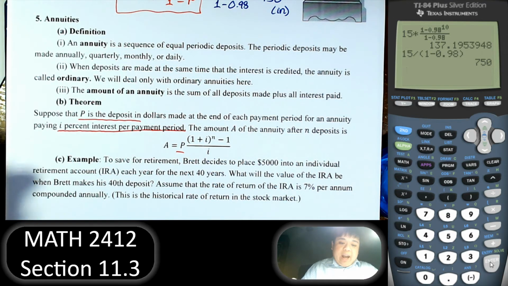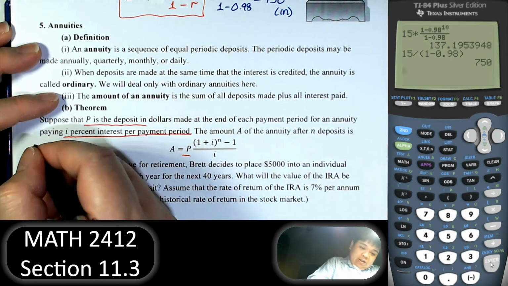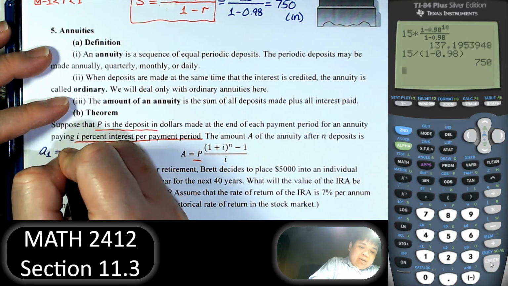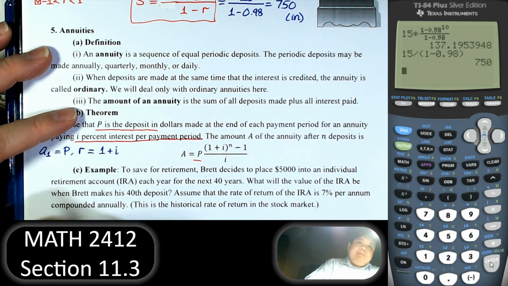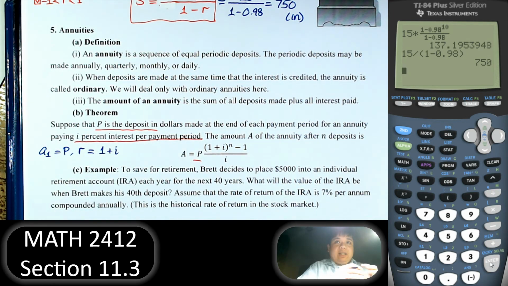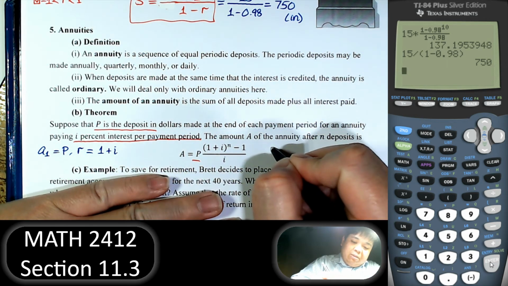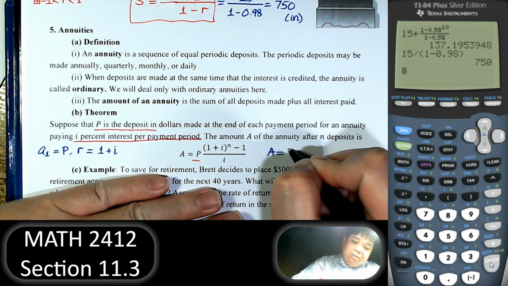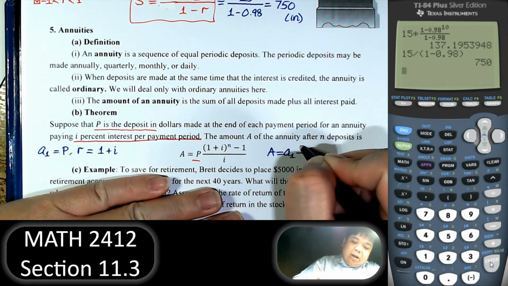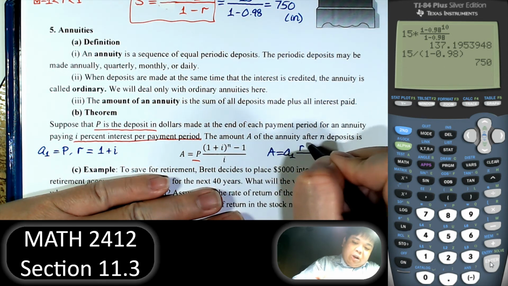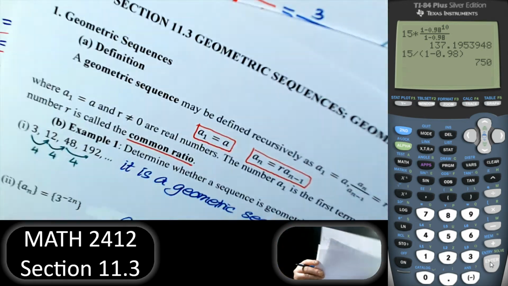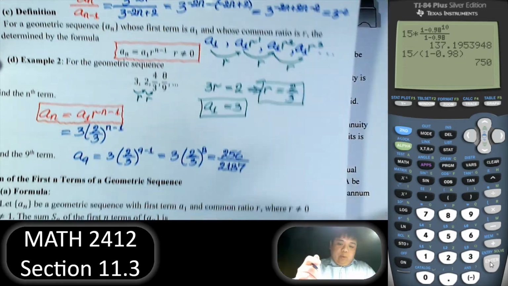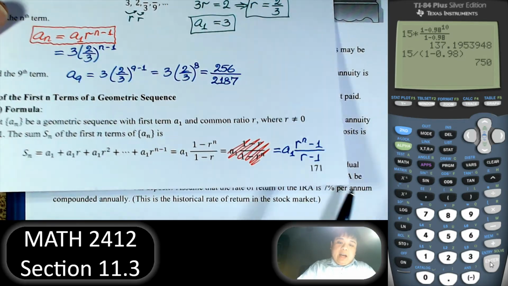So technically we should have the common ratio. The first term is P. The common ratio is 1 plus I, right? Let's say it's 10% interest, meaning that it's going to be 110% for the next one. And then we write the sum, the total money, going to be the first term times R to the n minus 1 over R minus 1. Because that's the sum, we can use either this one or that one. I'll use this one here.